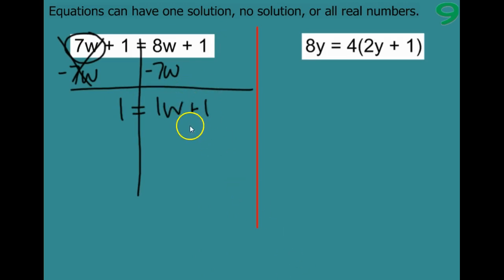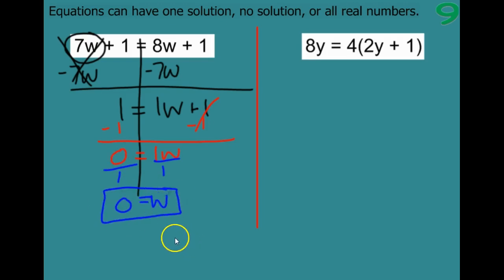Get rid of your addition or subtraction, so I'm going to subtract 1. We get 1w equals 0. And then if we divide by 1, it shouldn't change our answer. 0 divided by 1 is still 0. This is not no solution. W equals 0 is just one solution. Remember, no solution would be if you had like 0 equals 5. That would be a no solution. But W equals 0, sure, that's fine.